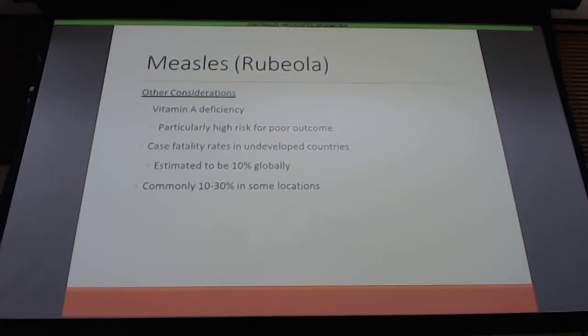Okay? Other considerations, vitamin A deficiency. So I would remember vitamin A associated with measles. So you can probably highlight that. Okay? Case fatality rates in underdeveloped countries estimate 10% globally. Okay? And 30% in some locations, depending upon where you're at. The CDC estimates that about 134,000 people die globally because of measles. Right? It's not necessarily the measles, but some of the complications that it causes, like pneumonia and encephalitis, that usually end up killing people. Okay.